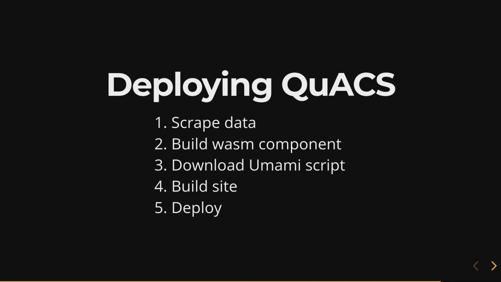All right. So now that we have gone through how we collect our data and what actually goes into the QuaCS website, these are the 5 steps which are needed to actually build the site. So step one is to scrape the data. We have our helper scripts to pull everything in. Step two, we need to build that WASM component. This is the course conflict checking and schedule generator, which is written in Rust. Step three, there's a little script which is used to hook into our analytics platform. And then step four, you put all those pieces together. You run yarn build. It builds the whole site all nice.